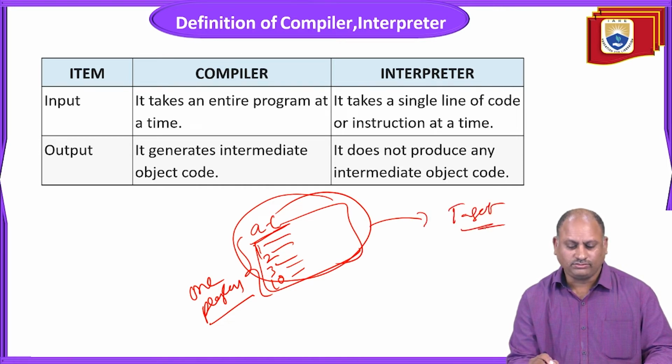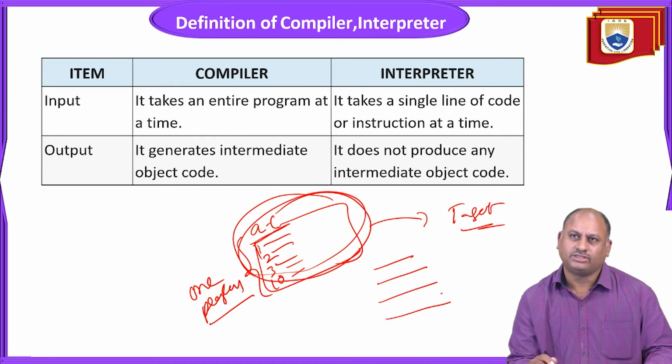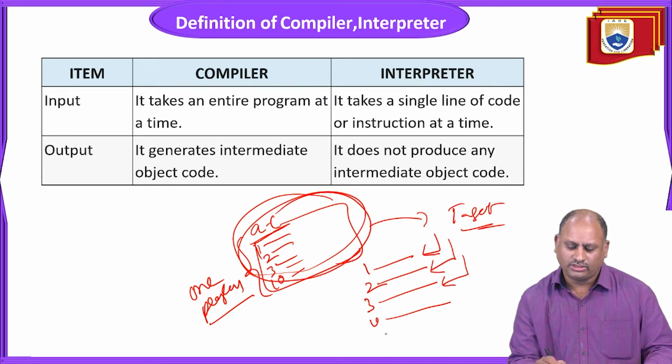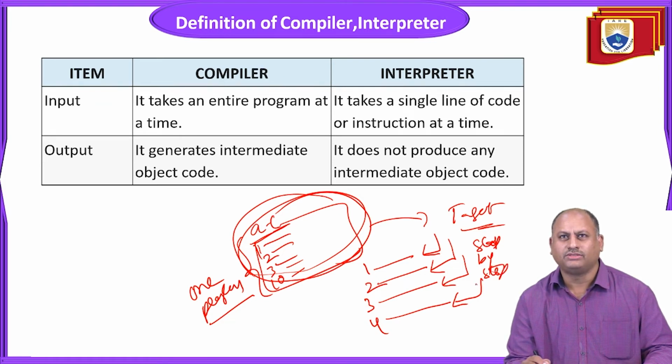Whereas on the interpreter side, instead of taking the entire program, line by line, step by step execution of the instruction takes place. First line number 1, after processing step 1, it moves to the second step, then the third step, and then the fourth line of statement. So instead of going through all the statements at a time, step by step execution takes place in the case of the interpreter. That is the main difference.